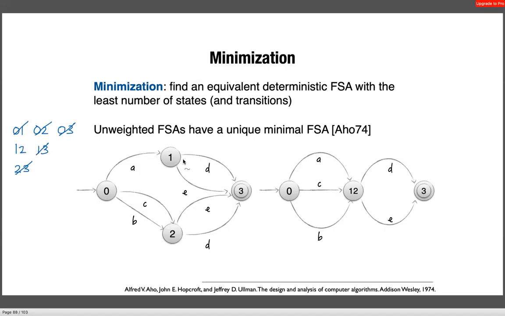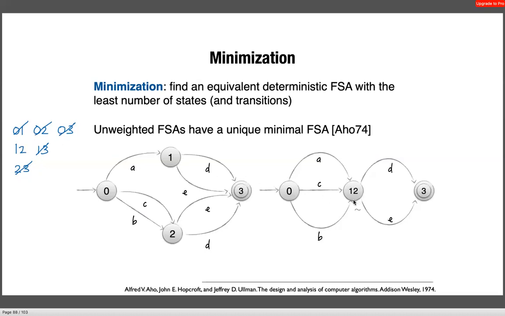If you look at 1,2, on seeing d, from 1 you transition to 3, and from 2 also you transition to 3. Similarly, if you see e, from 1 you transition to 3, and from 2 also you transition to 3. So it's not a marked pair of states that you reach on seeing any symbol from this pair 1,2. So this remains unmarked, and this is a non-distinguishable pair of states. What this means is that 1 and 2 are equivalent, and so you can merge them in the minimized machine.